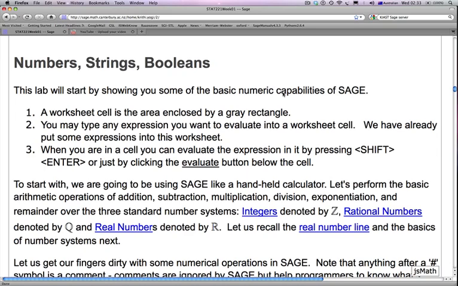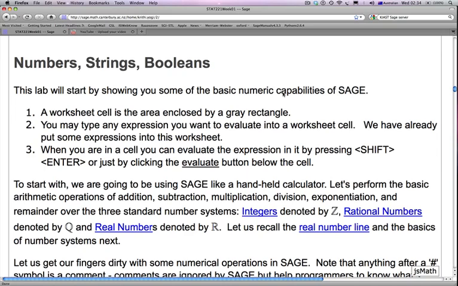Hi, this is our first week's lecture from Monte Carlo Methods. Here we will get an introduction to numbers, strings, and booleans. The main objective of this lab is to start by showing you some of the basic numeric capabilities of Sage.